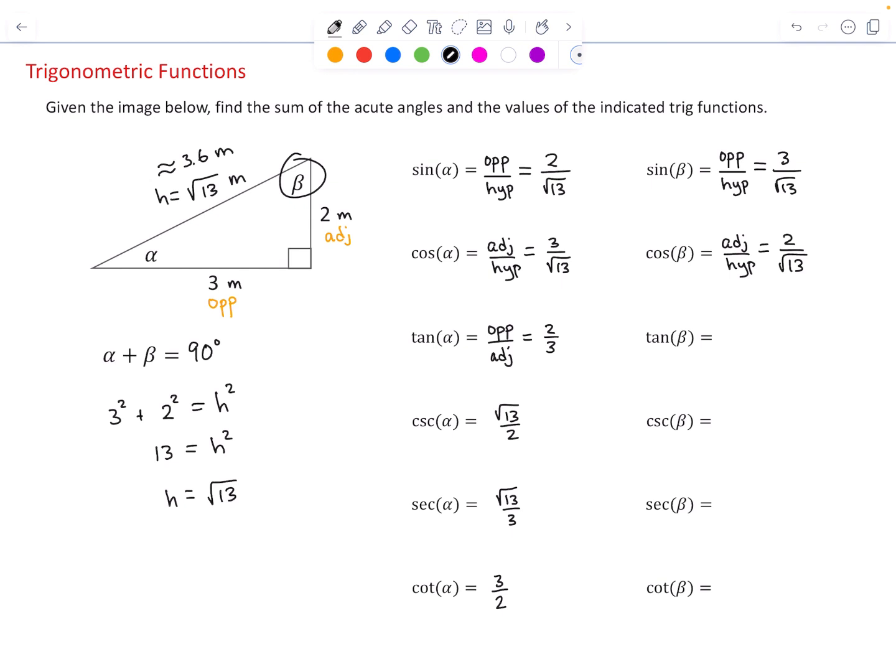The tangent of beta is the opposite divided by the adjacent, and the opposite relative to beta is 3 meters, and the adjacent is 2 meters.